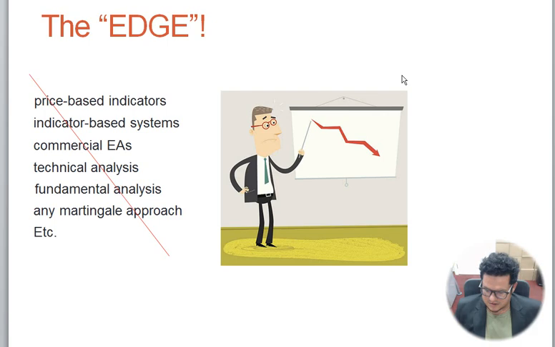So let's again talk about the first component, the edge. That's the reason why all this doesn't work. If you have indicators which are price based, on the internet you see thousands and thousands of them, they do not work consistently. And thus, of course, indicator-based systems do not really work consistently. Commercial robots obviously do not work. They're often martingale-based and whatnot. Technical analysis in general does not really work consistently, but fundamental analysis neither in forex. I'm talking here, obviously.